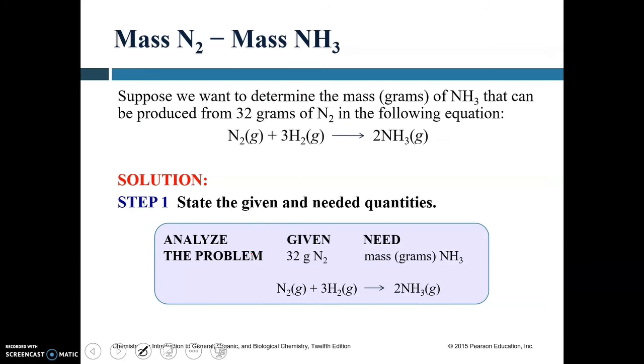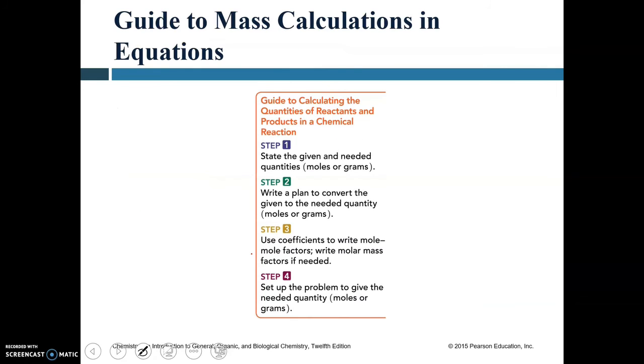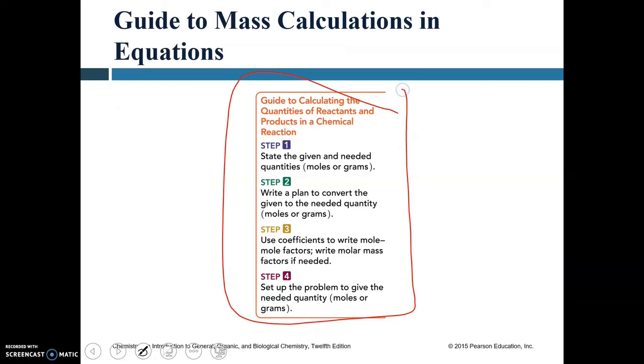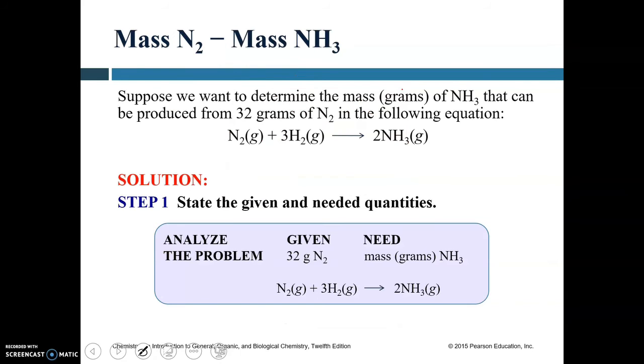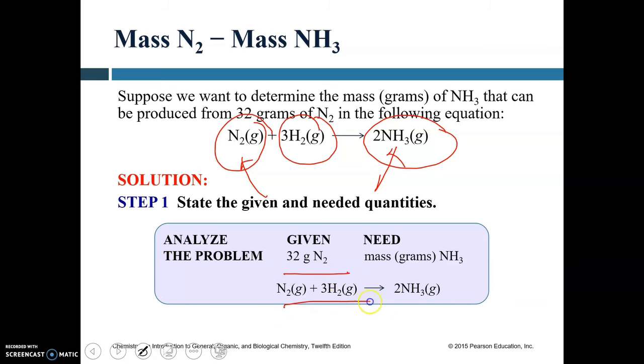Let's take a look at how we can do that. So these are your steps, but we're going to look at an actual example. Let's say we have a reaction where nitrogen interacts with hydrogen, forming ammonia. We need to know the mass of ammonia that can be produced from 32 grams of nitrogen. So this is what we have. This is what we need.